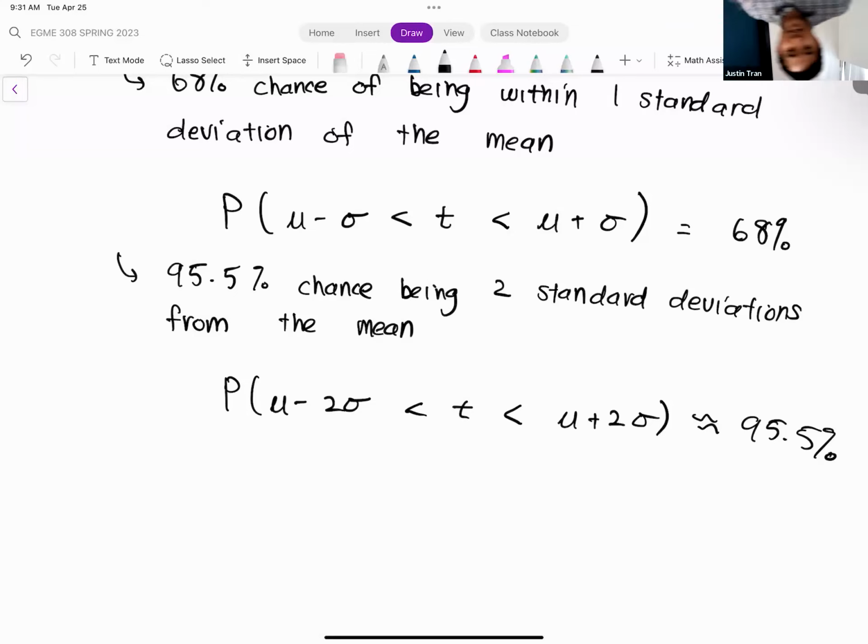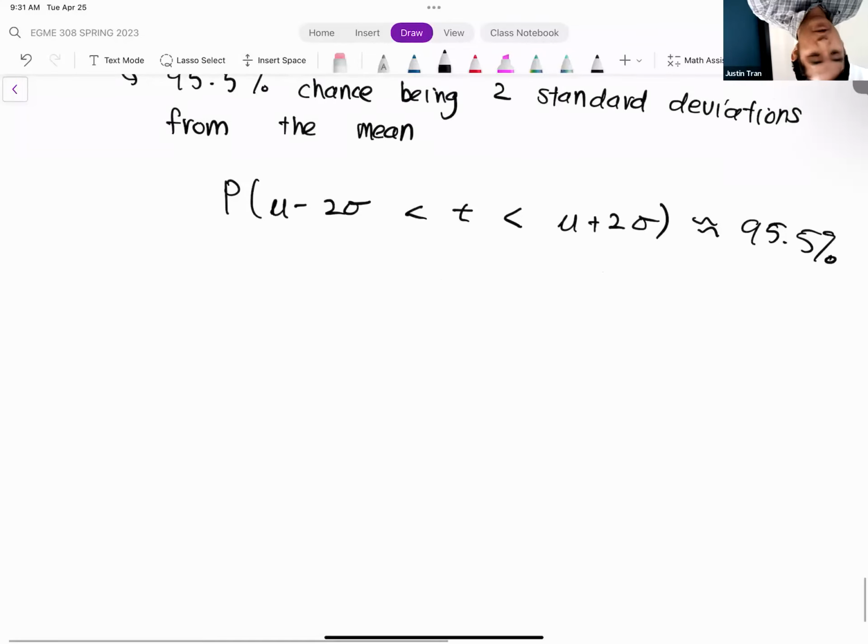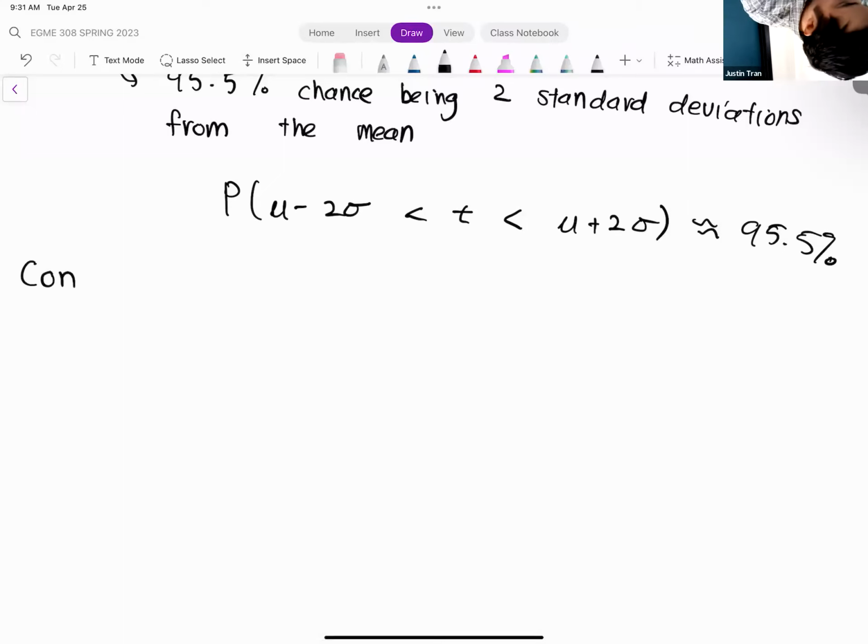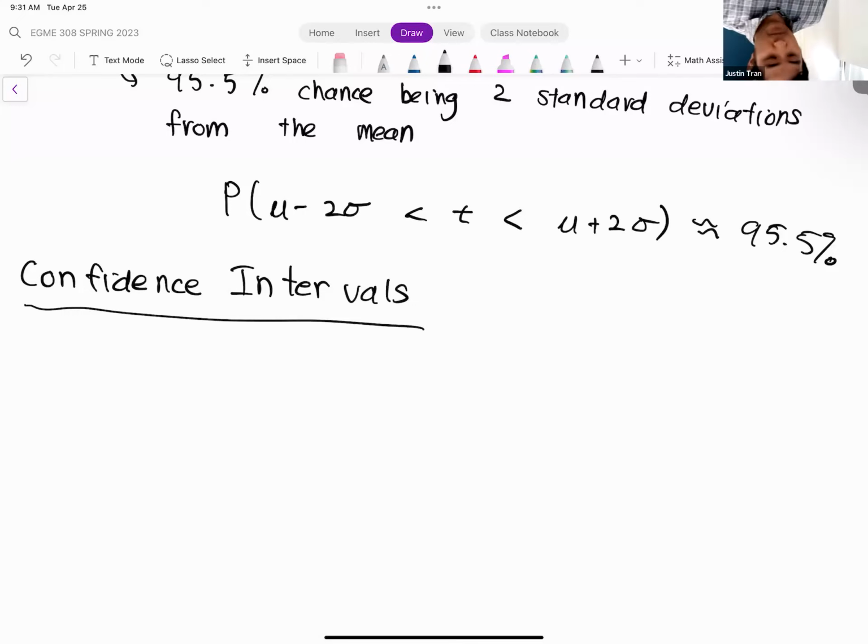Okay, all right. So the last thing I want to go over today is this idea of confidence intervals. The idea with confidence intervals is that a lot of times we're not given the probability density function for a random variable. The probability density function is a useful tool for visualizing the perfect case, when we know everything about a random variable. But a lot of times we don't have access to that.